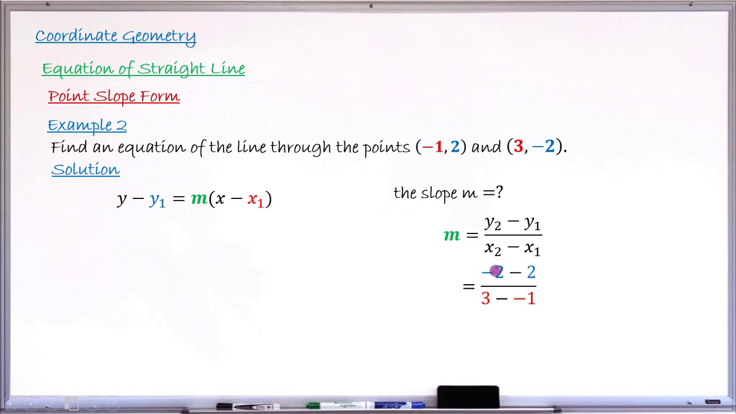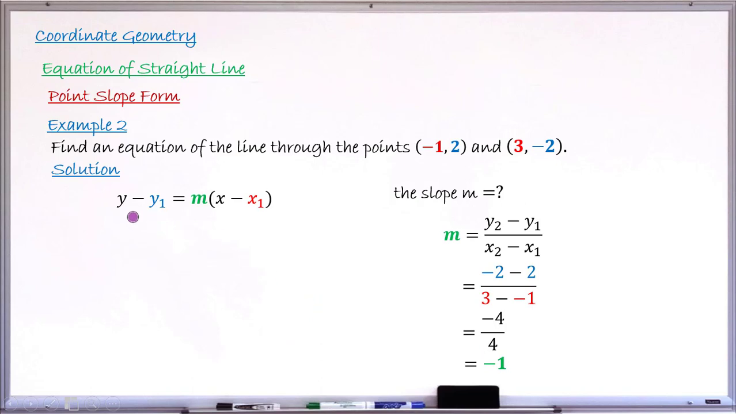So simplifying the denominator, minus 2 minus 2 gives you minus 4. And the 3 minus, remember minus is plus. So that gives you 3 plus 1, which will be 4. So there you now have minus 4 over 4. And this simply equals minus 1. So this is now the slope.